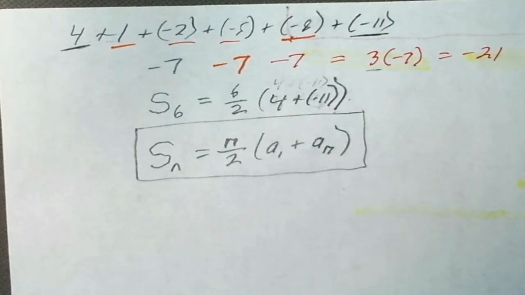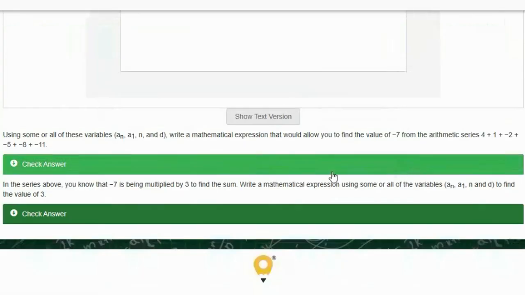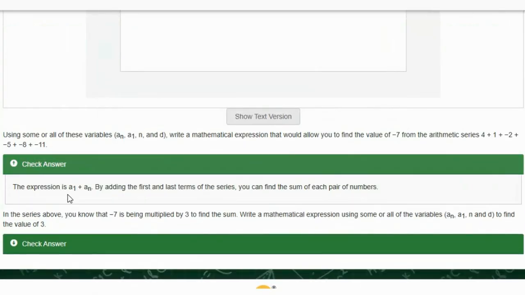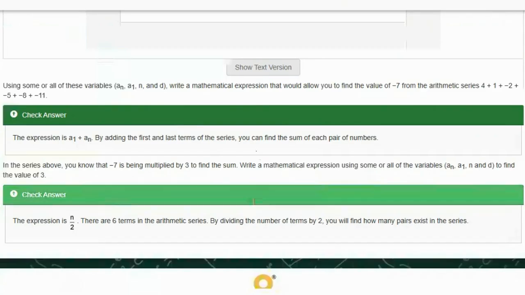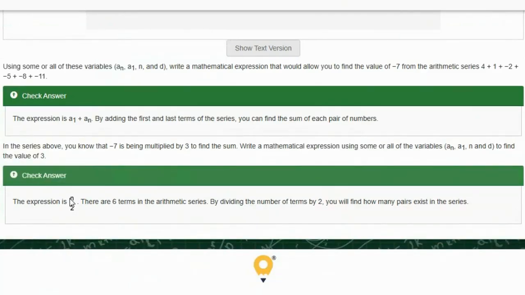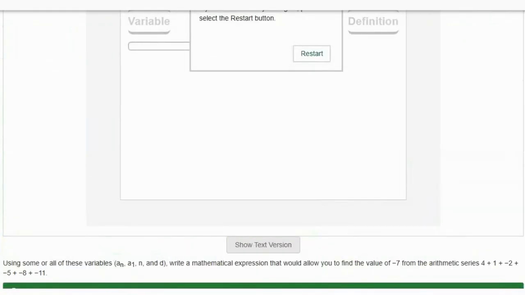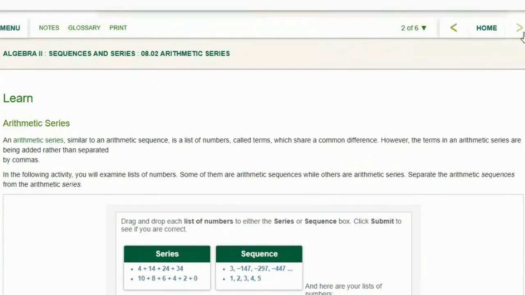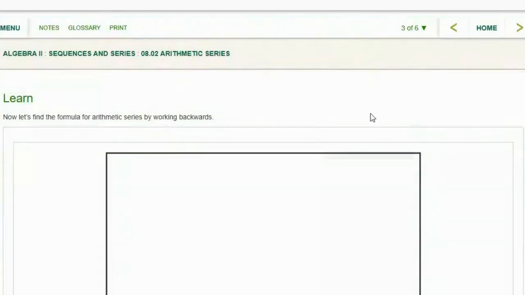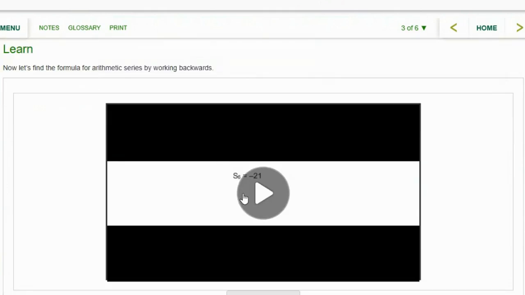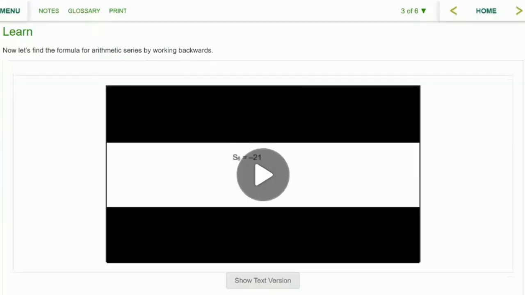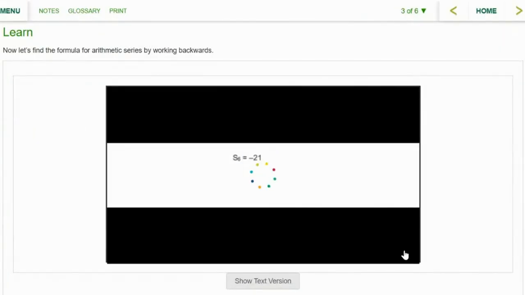Let's take a look at what they come up with in their lesson. The expression is a1 plus a sub n by adding the first and last. And then there are 6 terms, and they did n divided by 2. So if we go to the next page, I think they put those together and give us the formula. Oh, they're going to work backwards now. Okay. They're going to do it with the video. So we'll let them do it with the video. But I think we've got it. We've got exactly what they're going to come up with. Let's see how they explain it.